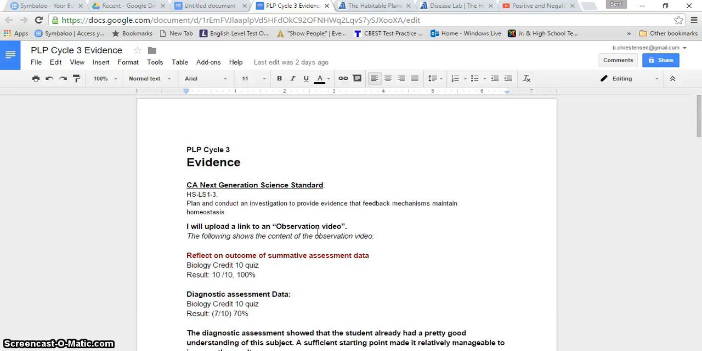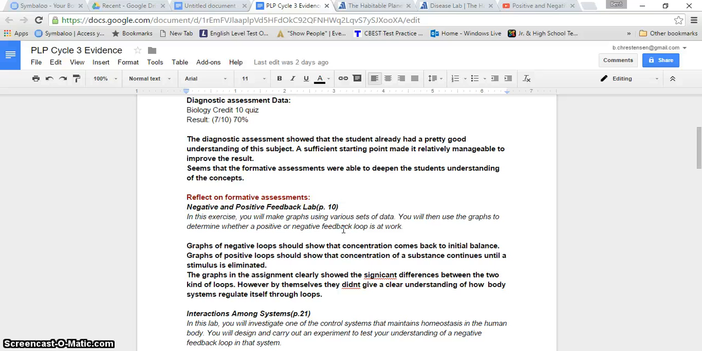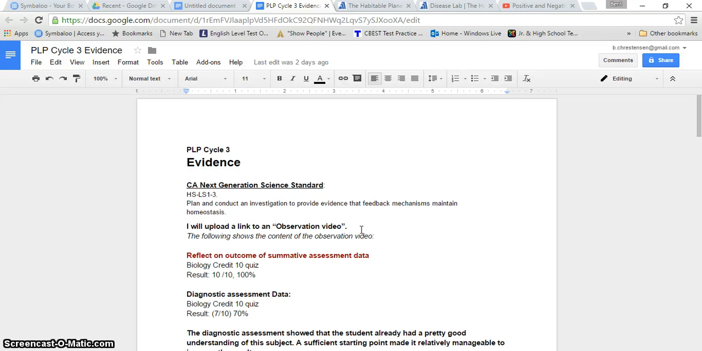So I think after using some of the joy factors and the different formative assessments, the students will have a pretty good understanding of the standard I was choosing: plan and conduct an investigation to provide evidence that feedback mechanisms maintain homeostasis.